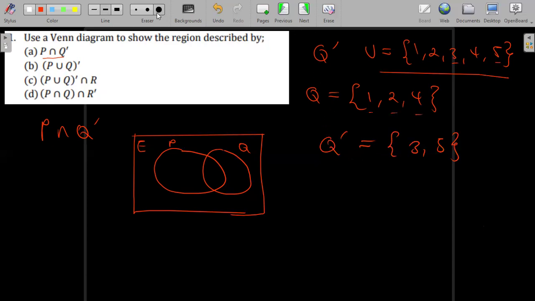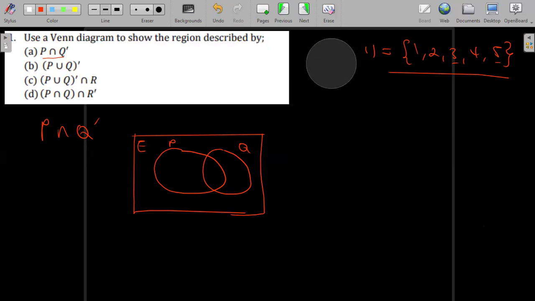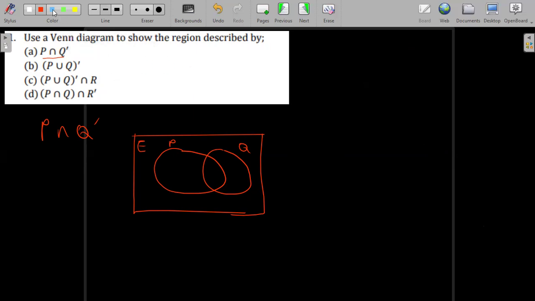Okay, so now let us try and shade what we've been given. They're telling us P intersect Q complement. Always when you see the Q complement, it's very important that you start with the part that has the complement itself. So start with Q complement. What is Q complement? I'll do it in 2 stages such that you're able to see how it comes out to the final answer.